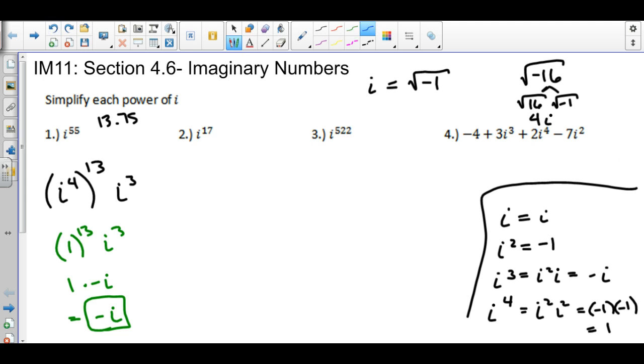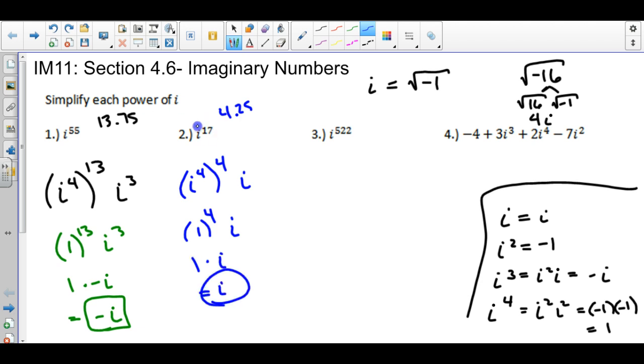i to the 17th. I'm going to do this the same way. I'm going to take 17 and divide it by 4 first, and I get 4.25. So what that means, again, is i to the fourth power can go into 17 a total of 4 times evenly, and you have a remainder of i to the first power left over. So again, i to the fourth power is 1, and I bring down this i, which was my remainder. 1 to the fourth power is 1, and 1 times i gives us i. So like I said, i to the 17th power can be reduced to just i.